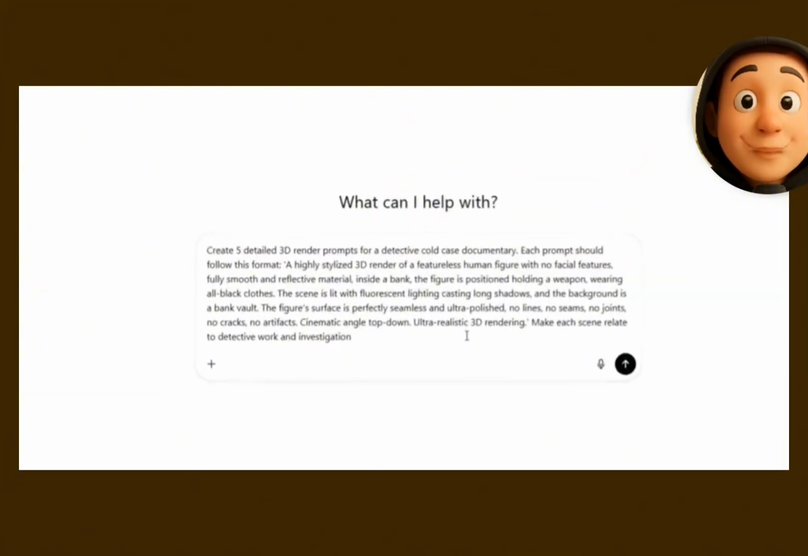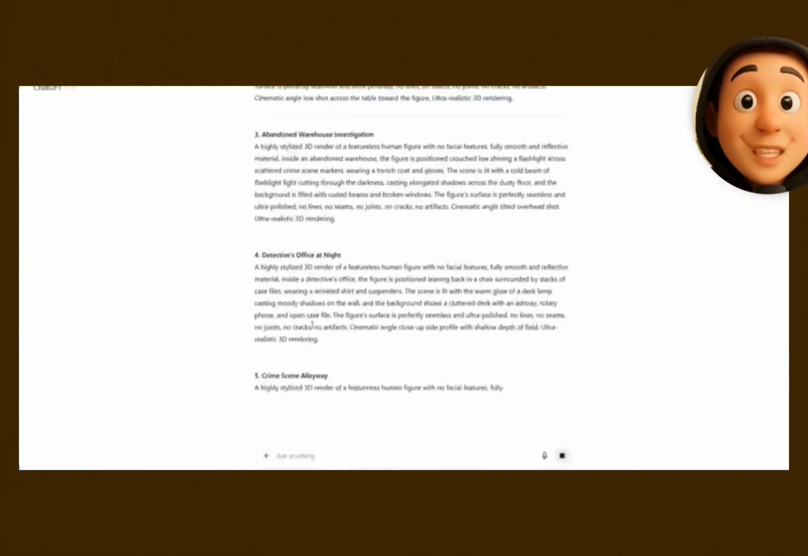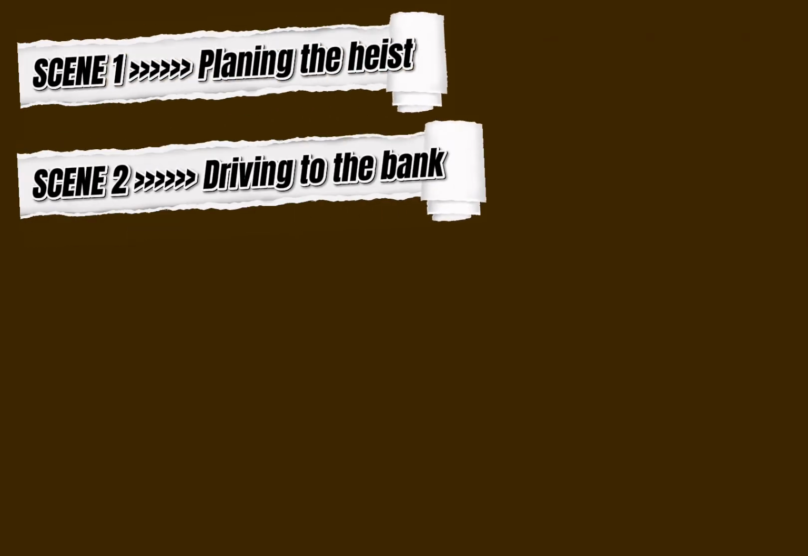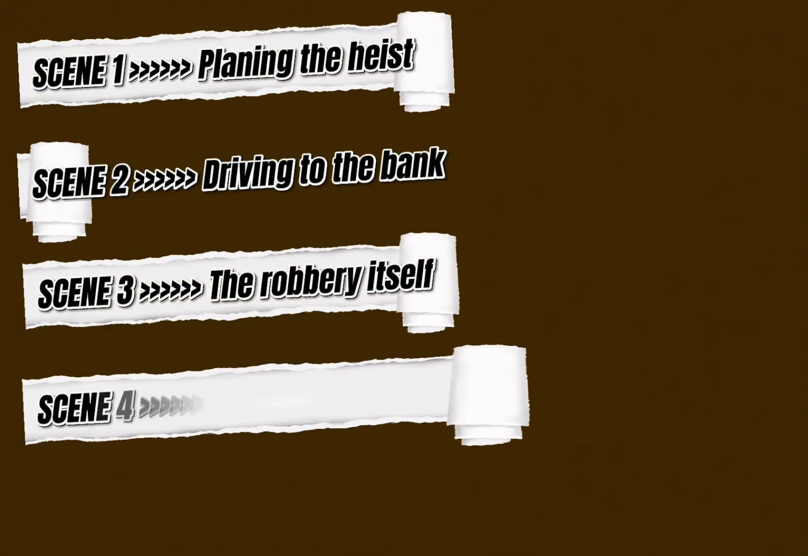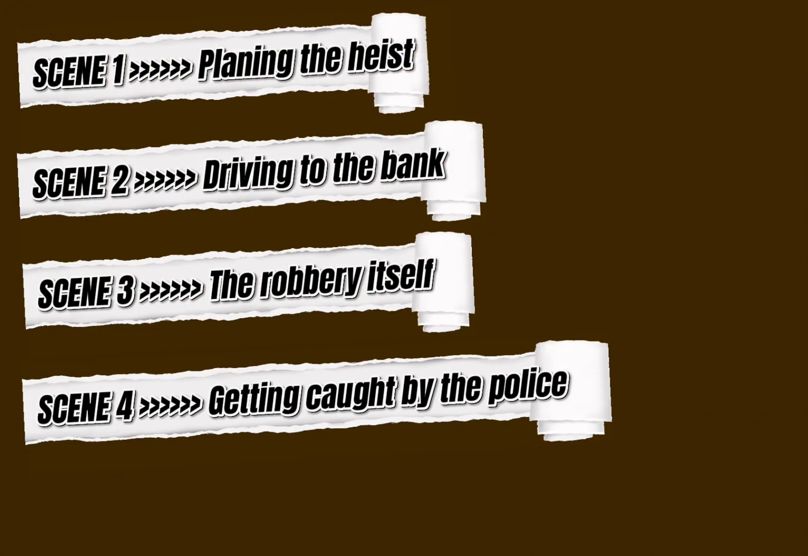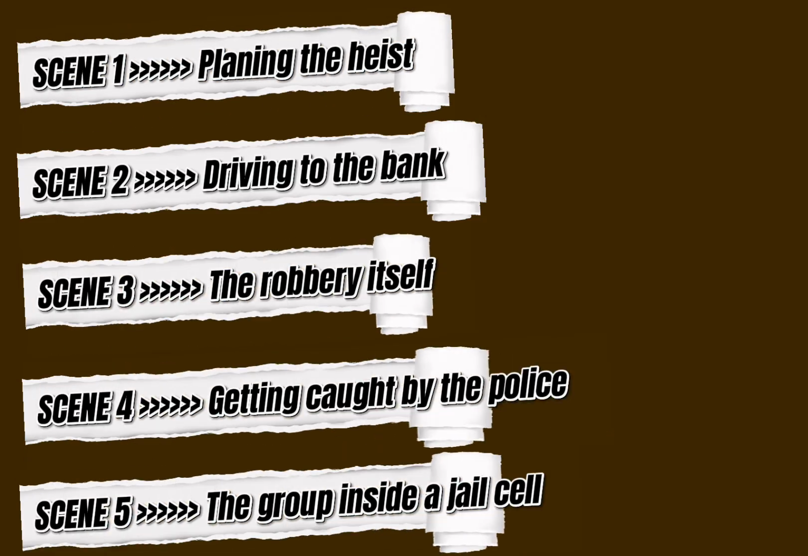For this demo, my concept is a bank robbery. ChatGPT instantly gave me a 5-scene plan. Scene 1, planning the heist. Scene 2, driving to the bank. Scene 3, the robbery itself. Scene 4, getting caught by the police. And Scene 5, the group inside a jail cell. That's all we need to get moving.